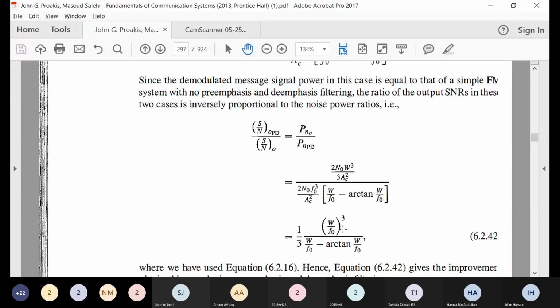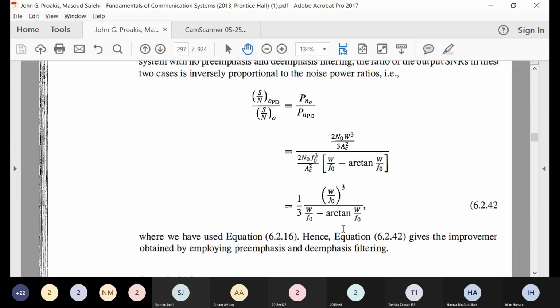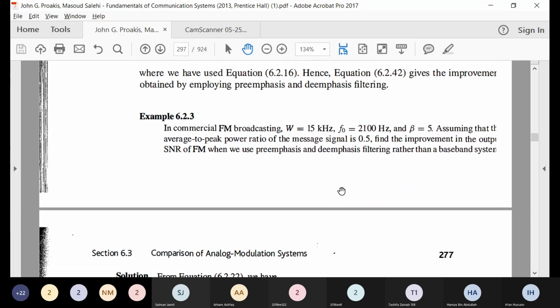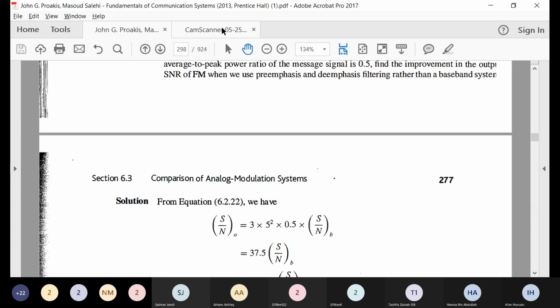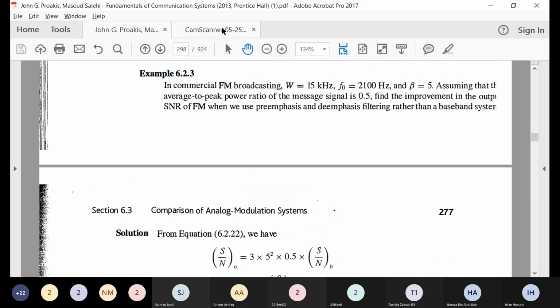So you can see here that the signal to noise ratio by using pre-emphasis and de-emphasis will be this factor times the signal to noise ratio of the simple FM, and this factor will be greater than one, cube power. So you can see the advantage of using pre-emphasis and de-emphasis. He also gives an example here. We can see it in the book, this is easy. All the things are given.